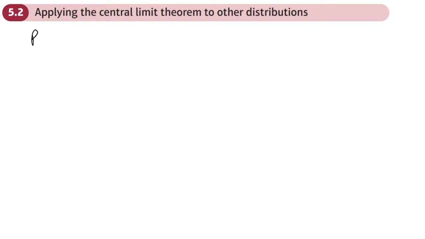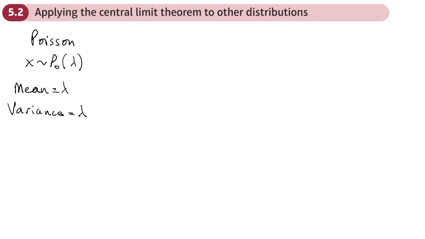So we start with a Poisson distribution. We'll just remind ourselves. If we've got a Poisson distribution where things happen at a rate of lambda, then the mean of that is going to be lambda, and the variance is also going to be lambda. Okay, so we can use that when we solve problems.